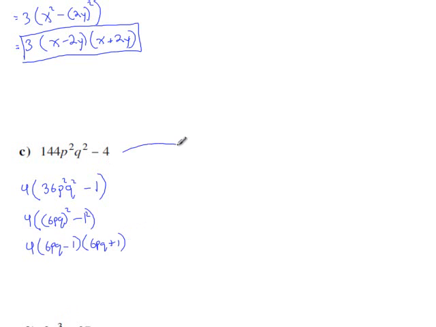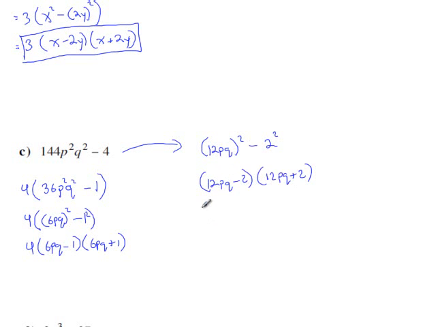Just to show you what would have happened if you hadn't found the 4 to take out. I know that 144 is 12 squared, so I could write this as 12pq squared minus 2 squared. So this I could write as 12pq minus 2 times 12pq plus 2. The problem is each of these brackets aren't completely factored yet because they still share a common factor that you could take out. So if you'd started like this, you would have to look inside the brackets here and say, oh, this isn't finished yet, and keep going.